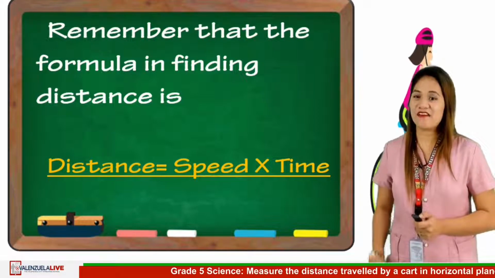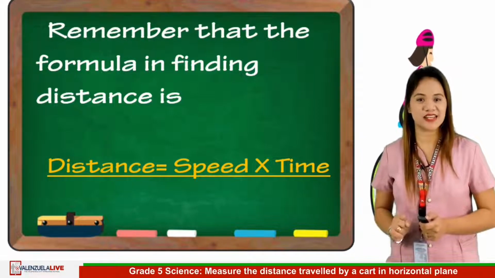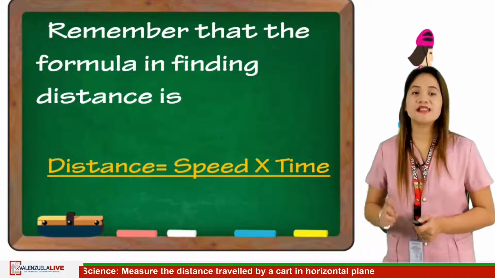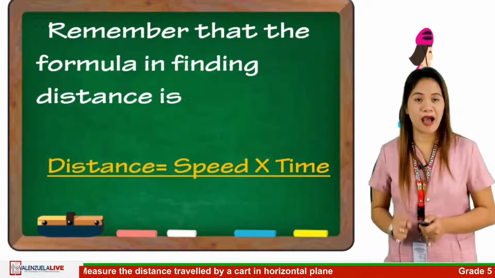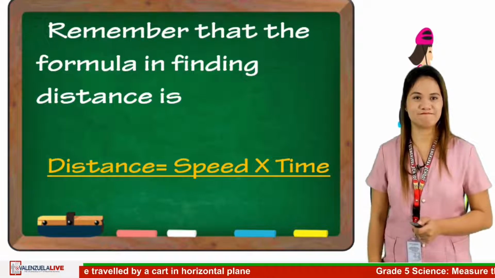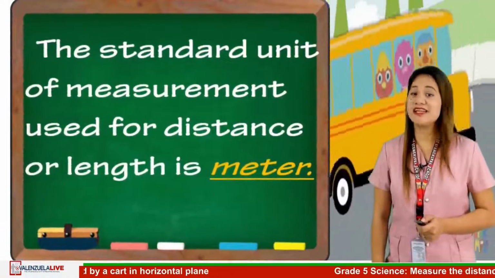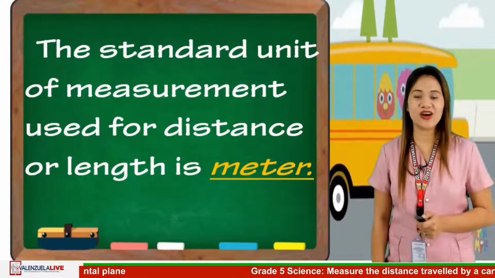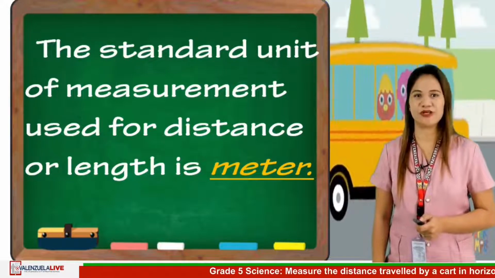Remember that the formula in finding distance is distance equals speed multiplied by time. The standard unit of measurement used for distance or length is meter.